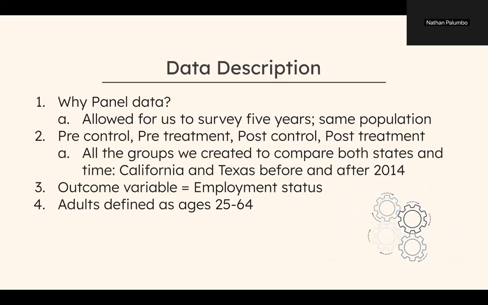We chose to use panel data, and this allowed us to survey 5 years of the same population. And we divided this data into 4 groups, and we named them pre-control, pre-treatment, post-control, and post-treatment. And these groups were created to compare both states and times. So we're doing California and Texas before and after 2014. As we said, our outcome variable is employment status, and we defined adults as ages 25 to 64.